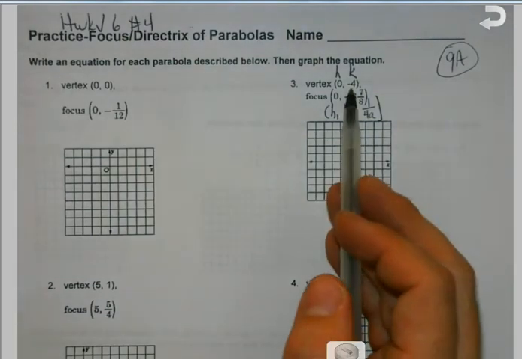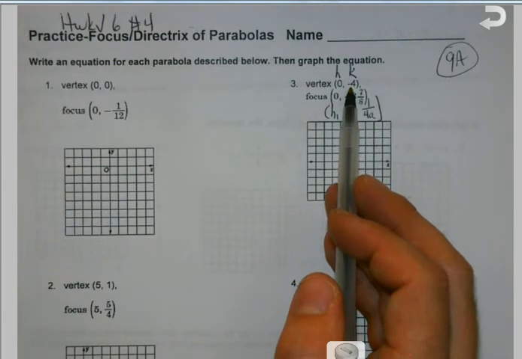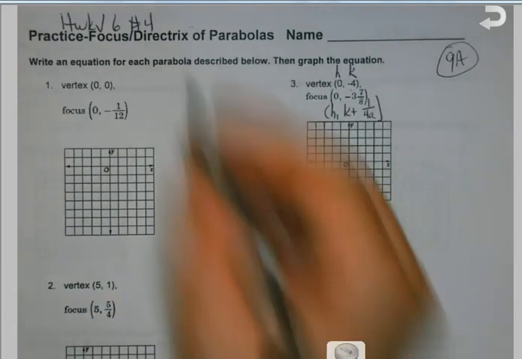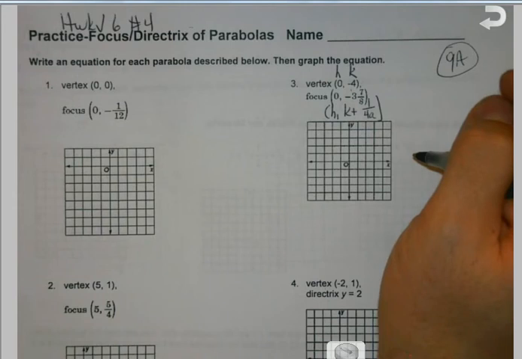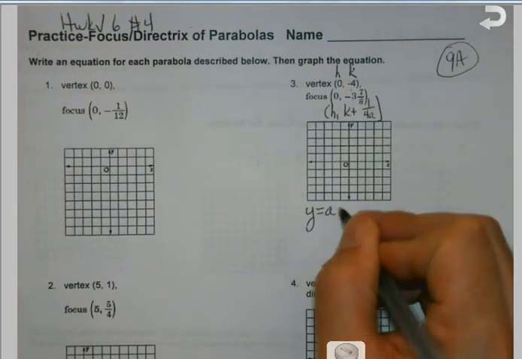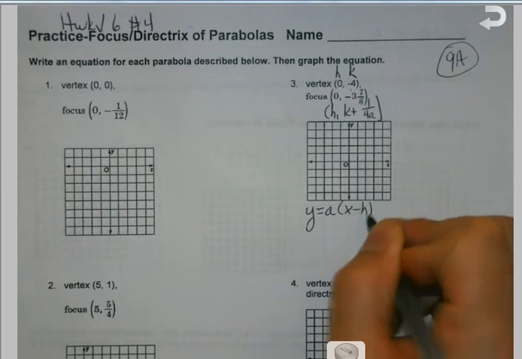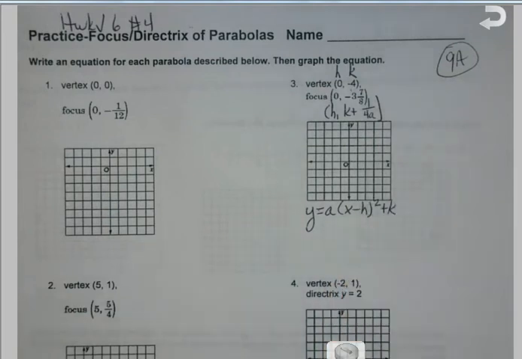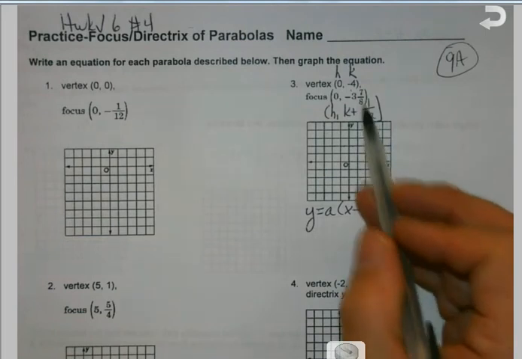Since my vertex isn't at (0, 0), like it is on number 1, in this case the equation that I'm going to be working with in general is y equals a(x minus h) squared plus k. Same thing you've got on your formula sheet. That's just my general vertex form of a parabola. So I look and I'm like, okay, what information do I have and what information do I need? Well, I don't know a yet, but I think I'm going to be able to figure that out in a minute.